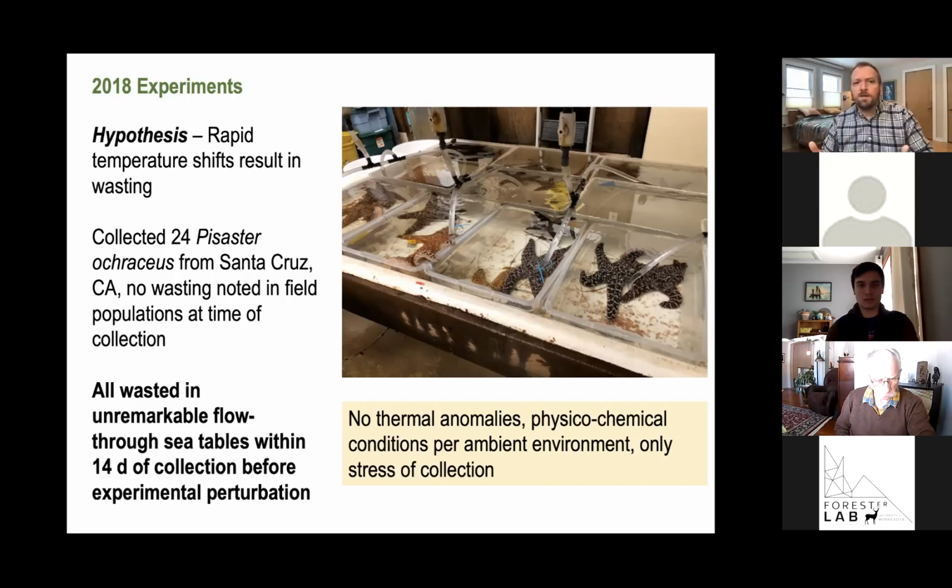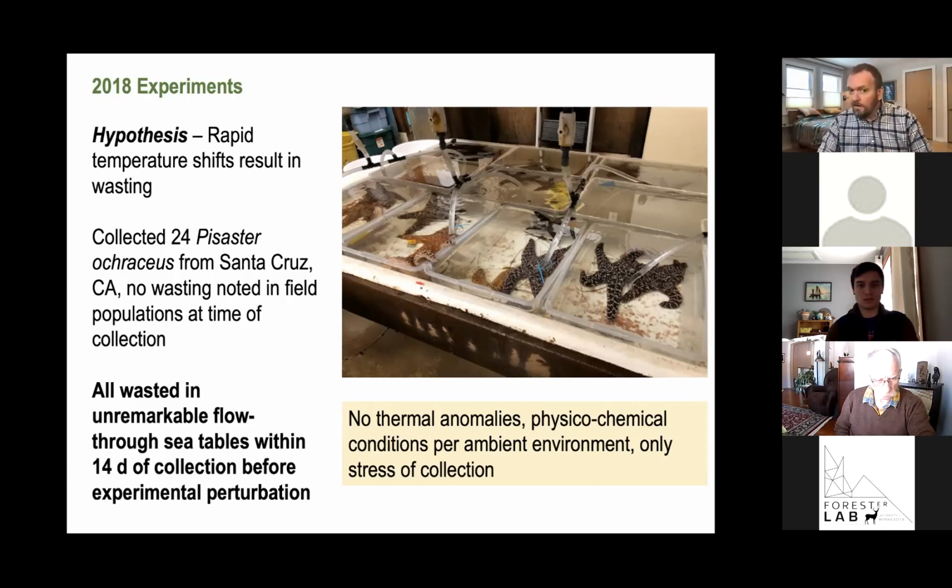So what we did is we collected 24 ochre stars from Santa Cruz. We didn't notice any wasting in the field at the time of collection. We did a pretty haphazard survey, but we didn't see anything obvious. And we put them into a common garden to try and homogenize the conditions for a few weeks. And remarkably, we went away. We came back to Ithaca because we were involved in other research at the time.